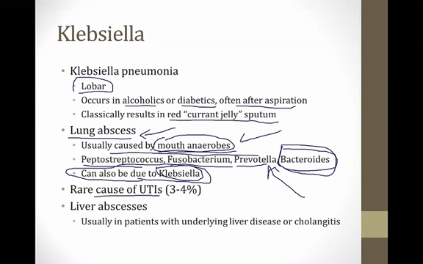Klebsiella is a rare cause of urinary tract infections, and finally it sometimes causes liver abscesses. This is usually in patients who have underlying liver disease or cholangitis. The Klebsiella ascends to the liver and forms an abscess.